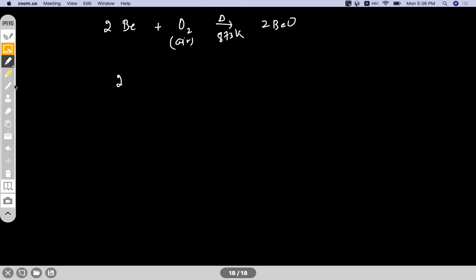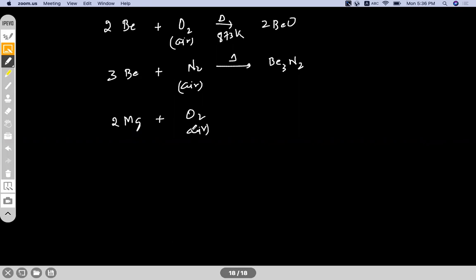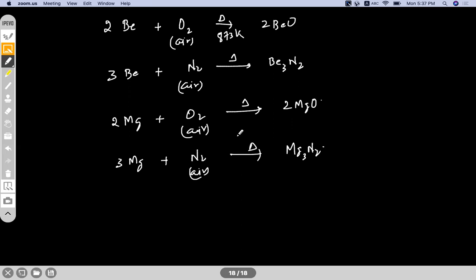With nitrogen, 3Be plus N2, again from air only, converts to Be3N2, beryllium nitride. Magnesium also reacts: 2Mg plus O2 in presence of air. When we heat this, it converts into 2MgO. 3Mg plus N2 gives Mg3N2. Done.